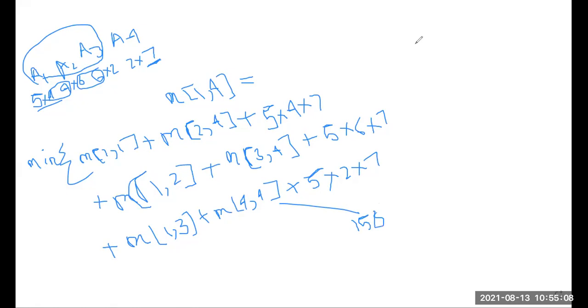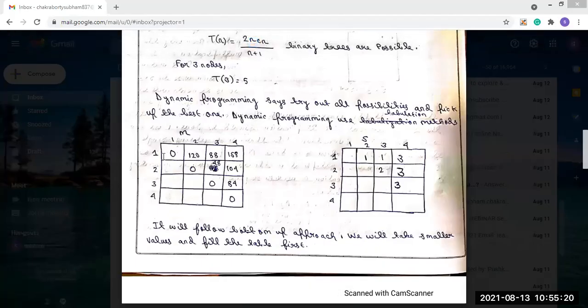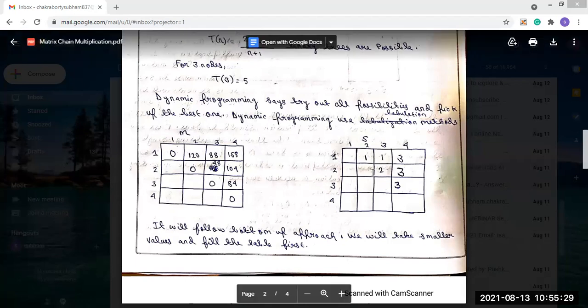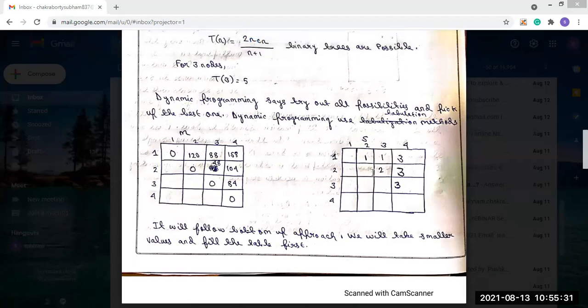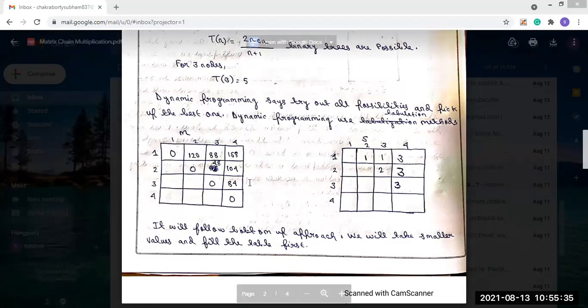So like this, this table is filled up. That's why these are the values we have got. Okay, so that's how the matrix chain multiplication we have done. And on the right side, you see another table is given, and there is 1, 1, 2, 3. Some things are written here.